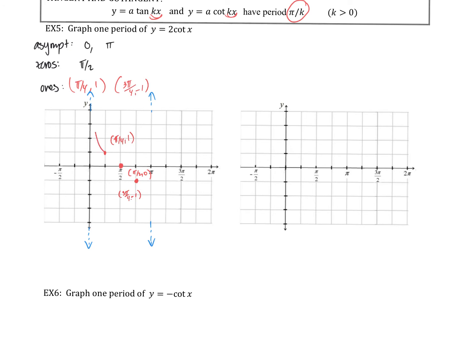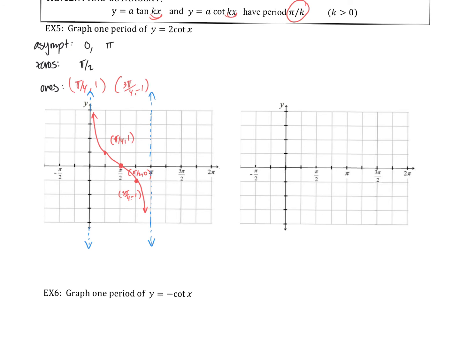Alright, and there we go. We have the basic parent function that you can use for this course. I don't know why my asymptote disappeared. There we go. Okay, so that's the basic parent function for cotangent of x. Now let's take a look at the transformation.